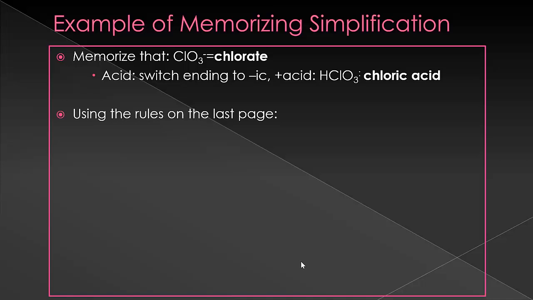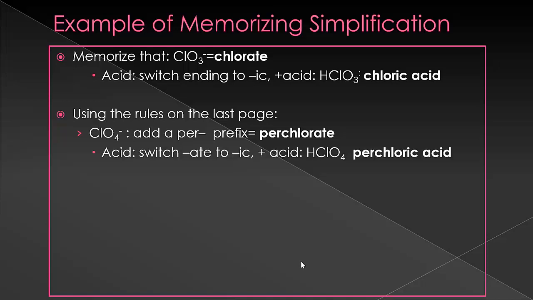Now, let's use all the memorization tricks on the last page to see if we can work through some other names of ions. If I add another oxygen, meaning that I already have one more, then I need to add another oxygen to chlorate, so I need to add a PER prefix. That leaves me with perchlorate.